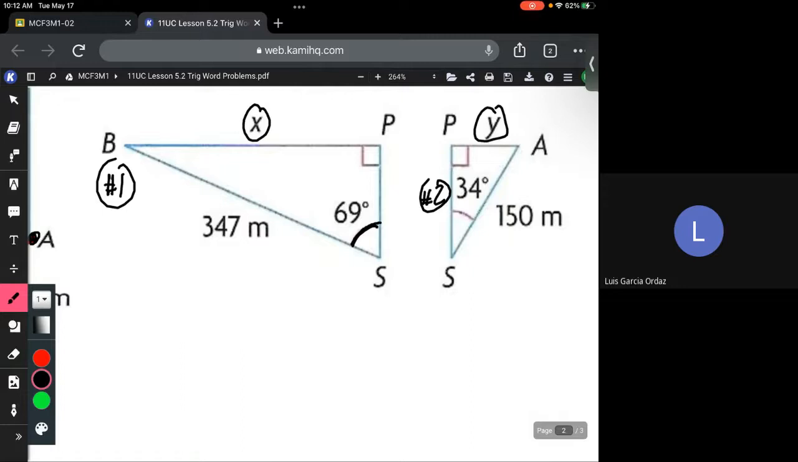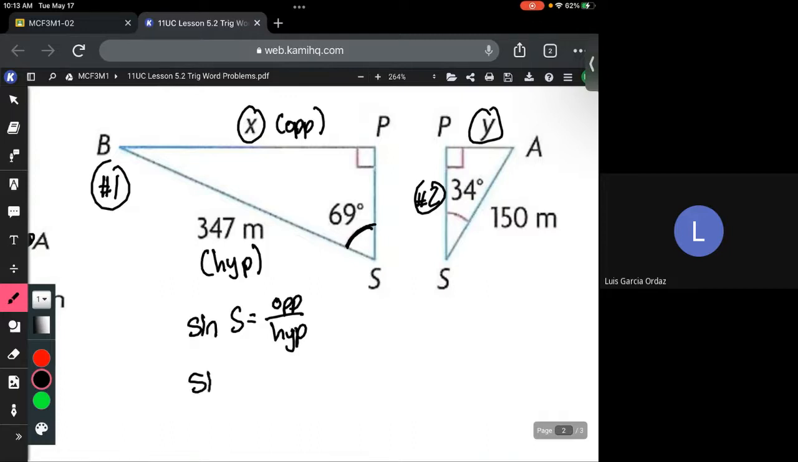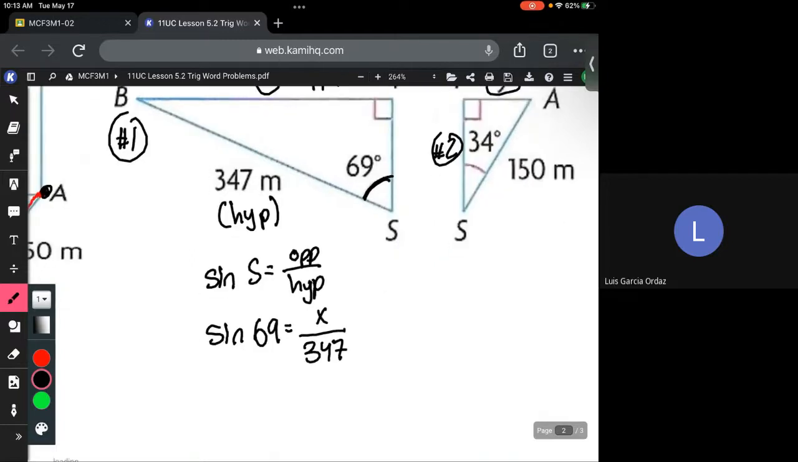Opposite, adjacent, or hypotenuse? Opposite. We're talking about X. So X is opposite, and what's 347? Hypotenuse. So what uses opposite and hypotenuse? Sine. So I'm going to get sine S is equal to opposite over hypotenuse. I know angle S is 69. So sine 69 is equal to opposite, which is X, divided by my hypotenuse, which is 347. So how do I leave X by itself?